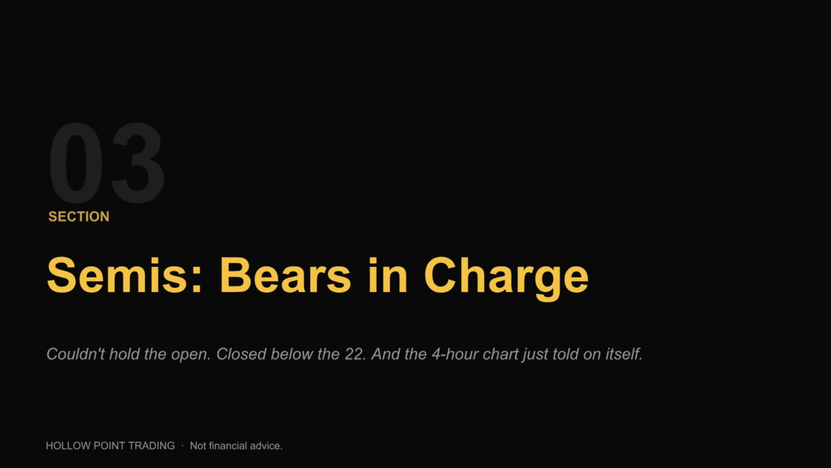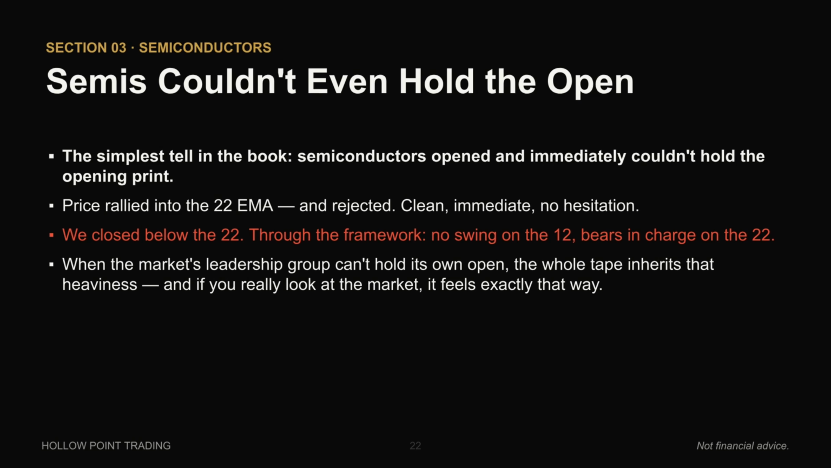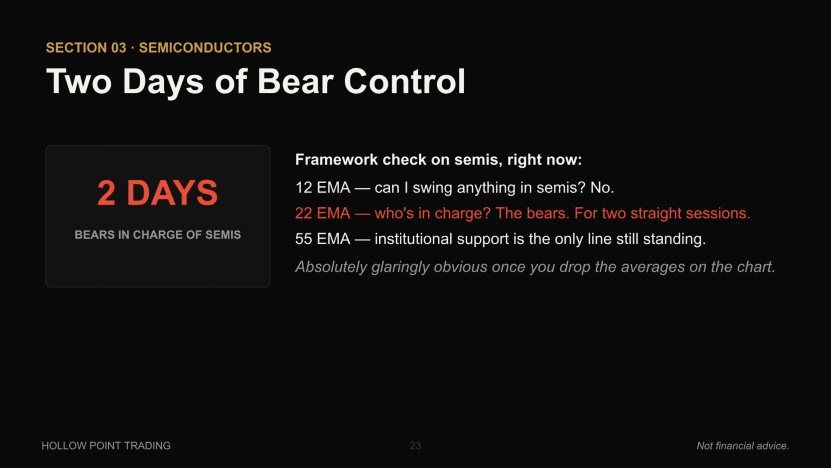Moving to semiconductors, the bears appear to be in charge. The sector failed to hold its opening print and closed below the 22 EMA on the daily chart. The semiconductor sector's inability to hold its opening print is a classic bearish signal. Since the sector often leads the broader market, this weakness reflects on the overall tape. Semiconductors have now spent 2 days under the 22 EMA, indicating firm bear control. While the 55 EMA remains as potential institutional support, the shorter-term trend is clearly pressured.